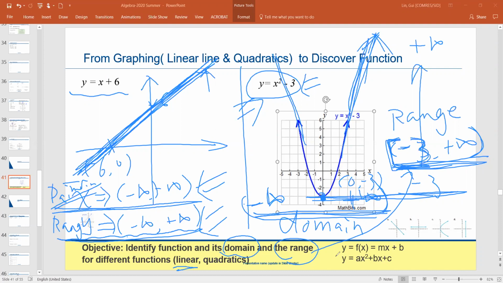If this quadratic graph has the mouth facing down, then it has a maximum value, so the range is negative infinity to this particular vertex value. So depending on whether the mouth opens up or opens down, you need to find out the different range, okay? The range will be a little bit different here.